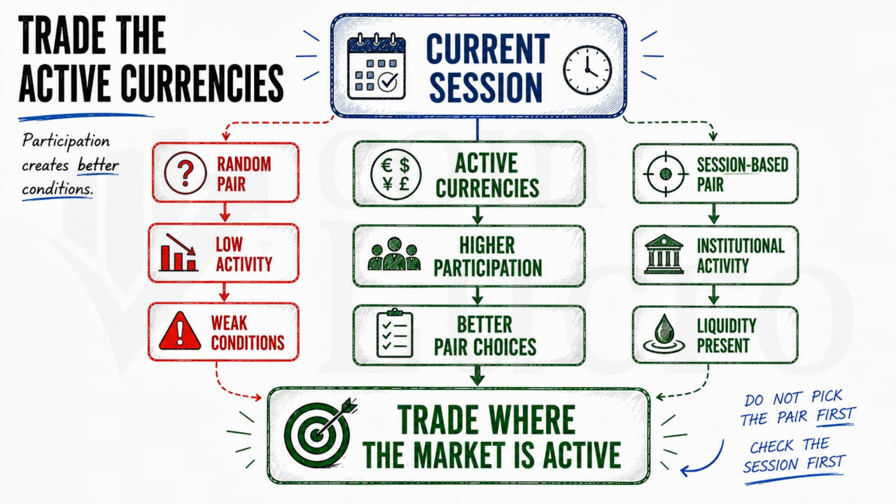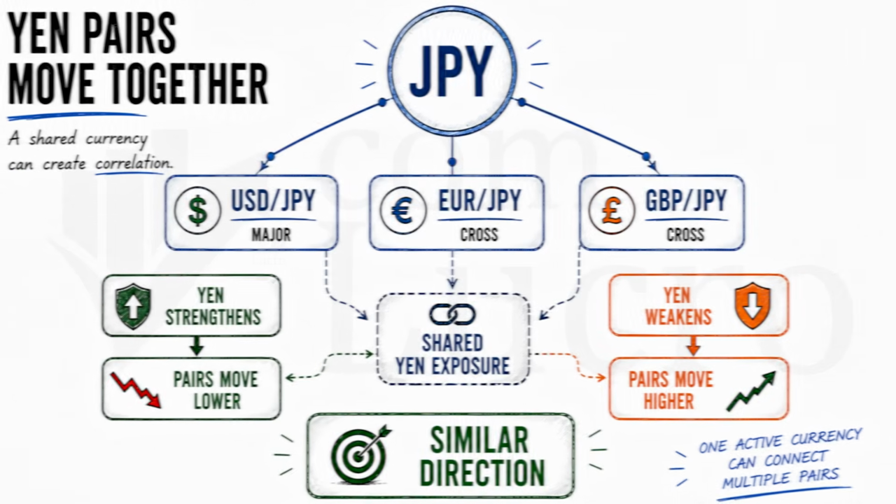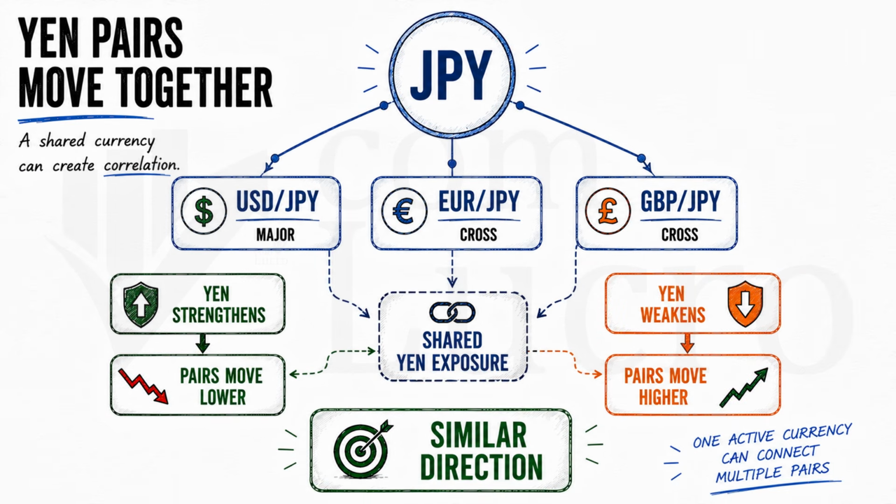Instead of choosing a pair randomly, traders should focus on currencies that are actively participating in the current session. This allows them to trade where institutional activity, transaction volume, and liquidity are more likely to be present. Currency correlation is another important factor to consider.